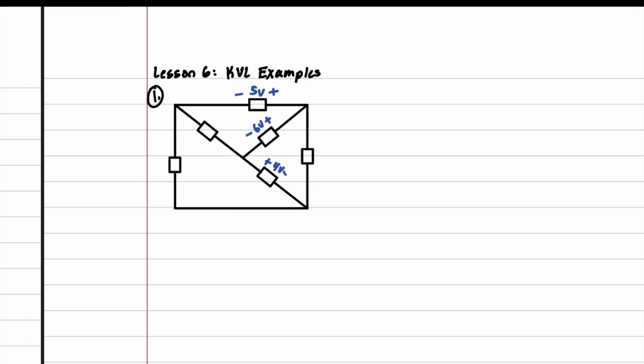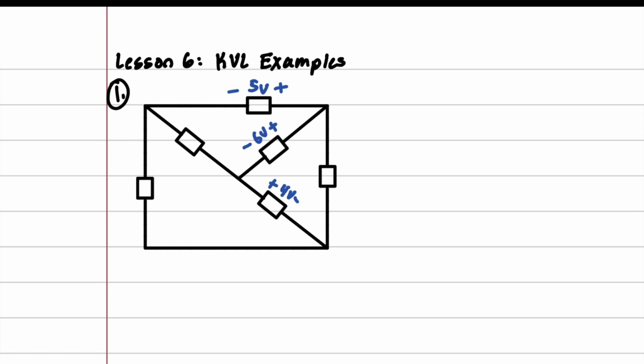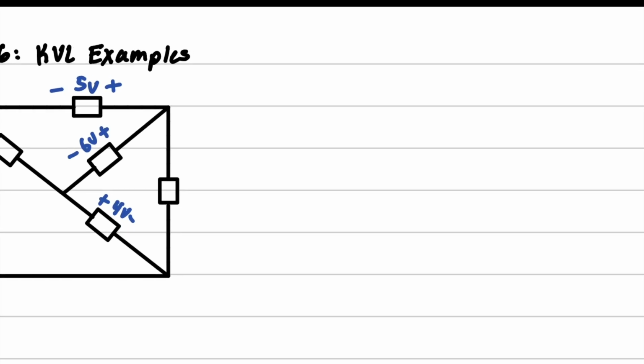Hello again. This time we're going to be solving some KVL examples. Remember that KVL is the sum of the voltages this time around a loop is 0. The sum of the voltage drops and rises, more specifically.